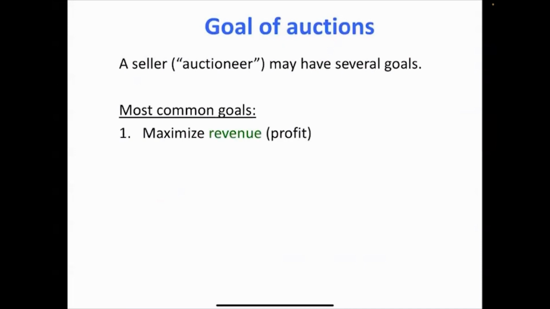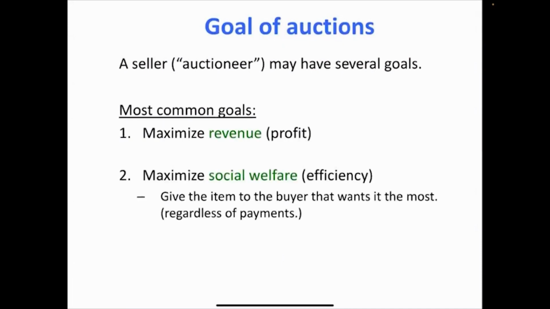The goal of this auction is obviously to try to maximize revenue, but sometimes you also want to maximize social welfare. In other words, you give the item to the buyer who wants it the most. For example, for a set of buyers, each of them has an intrinsic value. We don't really know them, but we would definitely want the item to go to the people who value it the highest, who intrinsically think it's the most valuable.